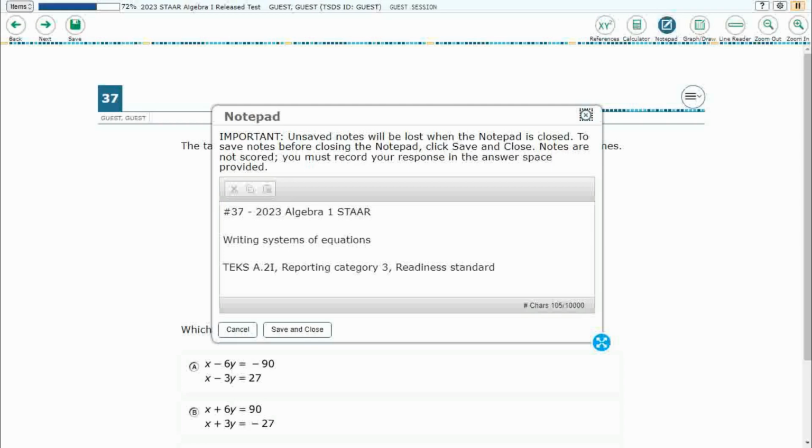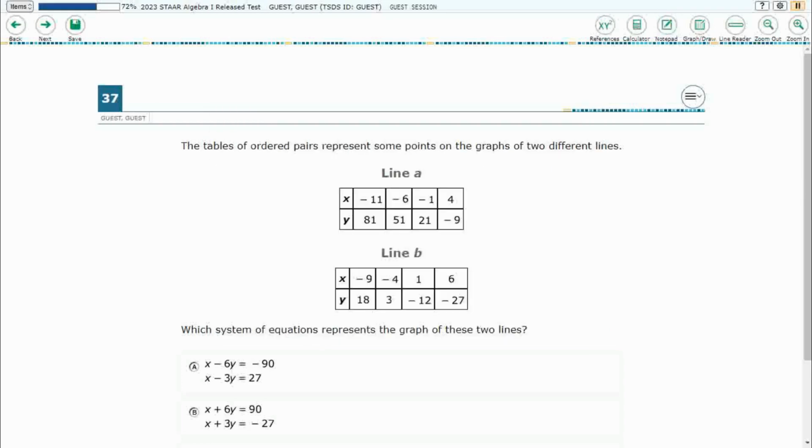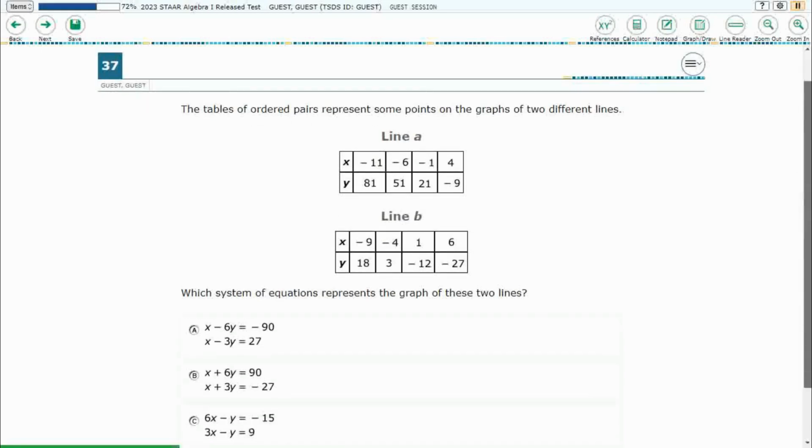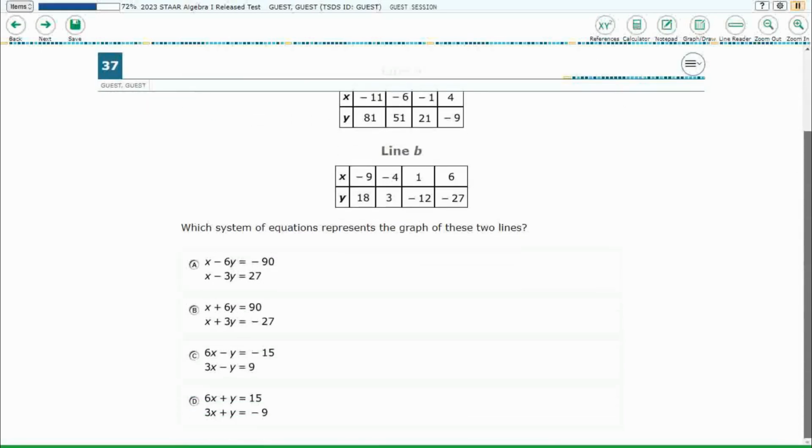So for number 37, we are writing systems of equations. This is TEKS 8.2i, a readiness standard in reporting category 3. We have two different tables here, and they both represent one equation in a system of equations. We need to write the equations, and we notice that they're going to be in standard form.